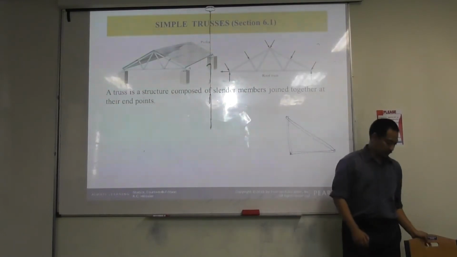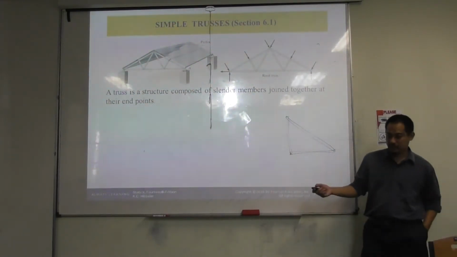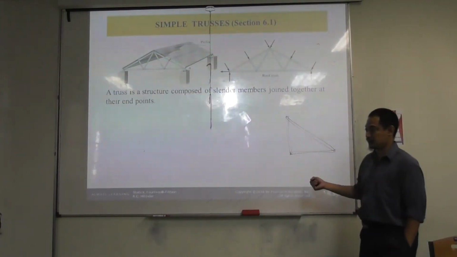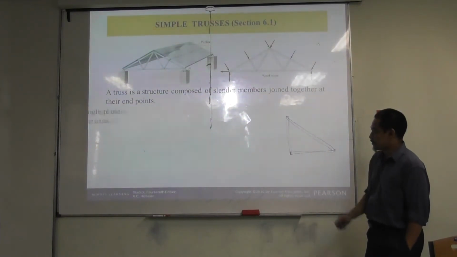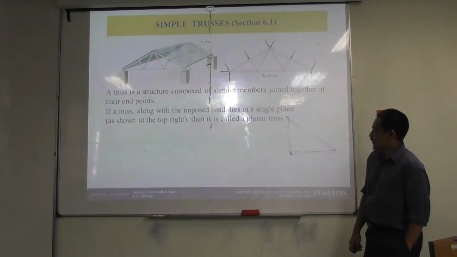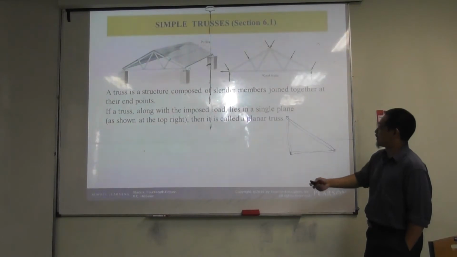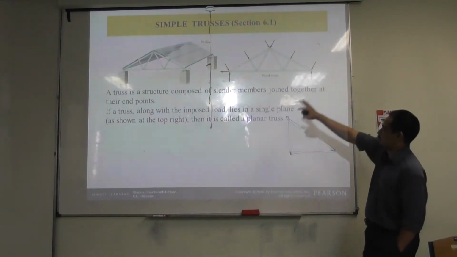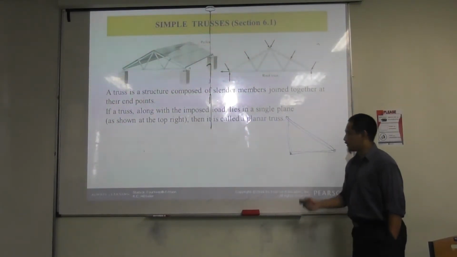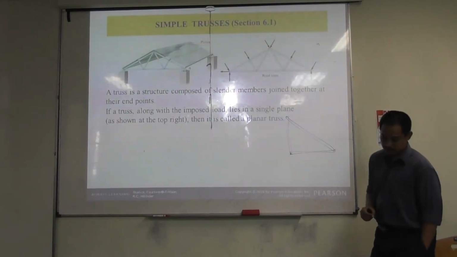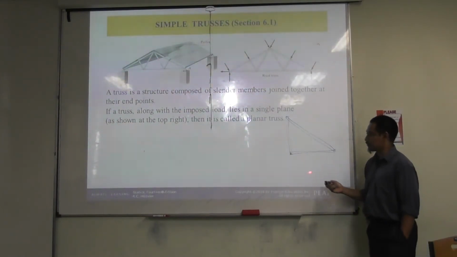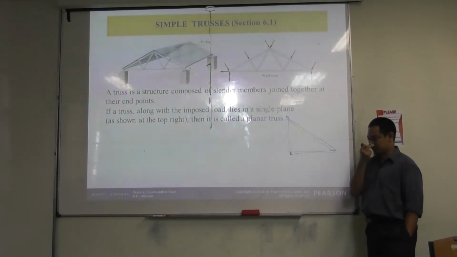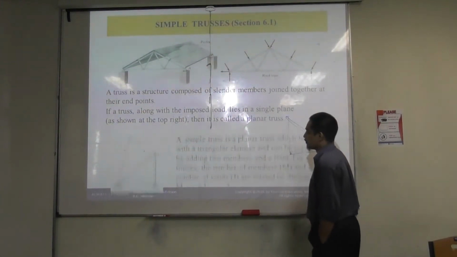Now, why is the category important? Because the way we analyze at the end will be different for different types of structure, right? So we'll cover on that. If it's 2D, then it is a planar truss. So for example, this one is in one plane. And normally in this chapter we only focus on 2D, right? Because for 3D, the calculation will be much longer. All right.